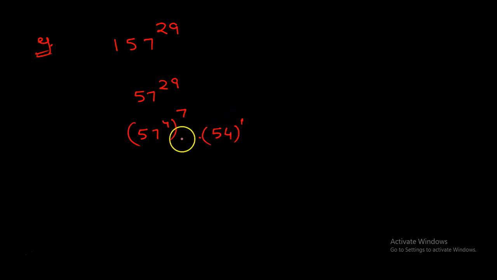Now, in order to calculate 57 power 4, we don't know what is 57 power 4, so we can divide it like this: 57 square and then again whole square, and this is 7 as it is, and this is 54. Now how will this be done, 57 square?